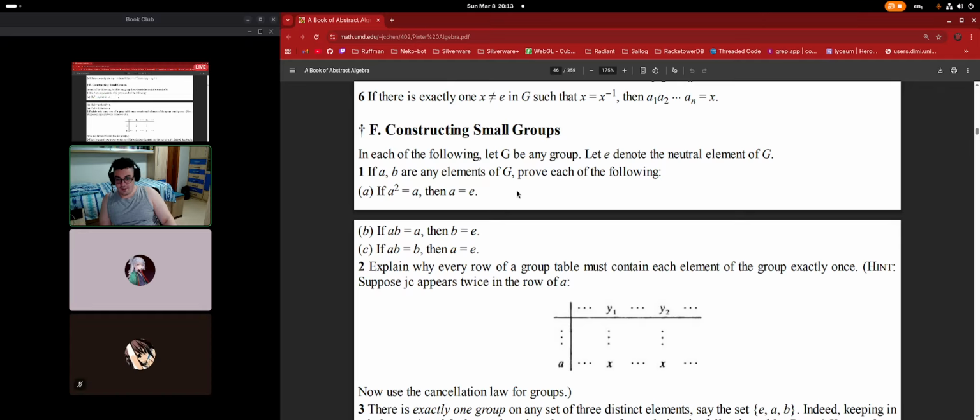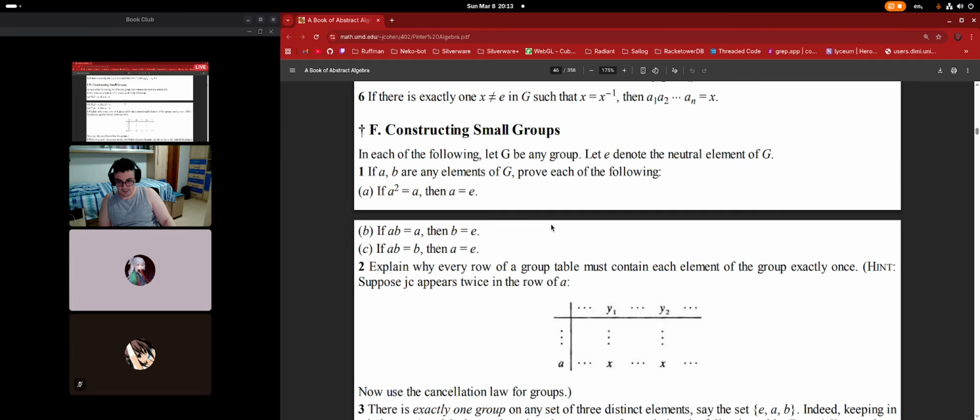If a squared equals a, then a equals e. Is that true? Yes, it is. If ab equals a, b must equal e. All of these are using the theorem about the neutral element, right? Yeah, those are all based on cancellation. Cancellation. Yeah, sure.